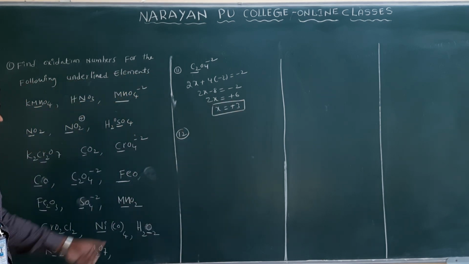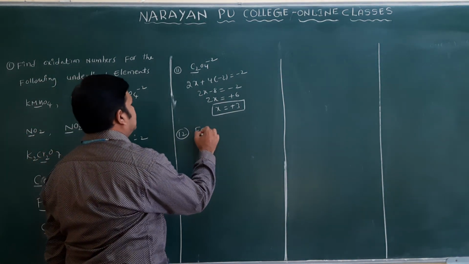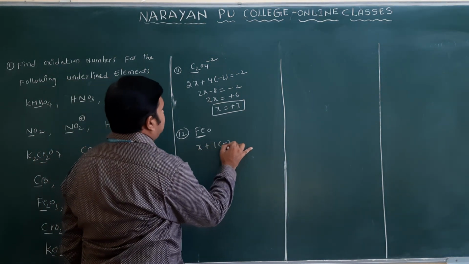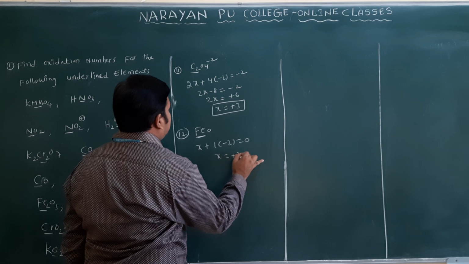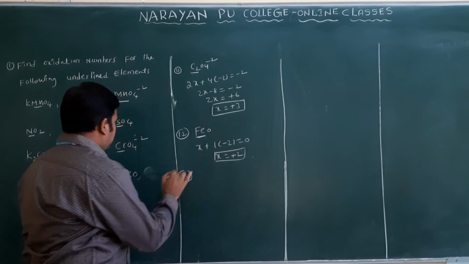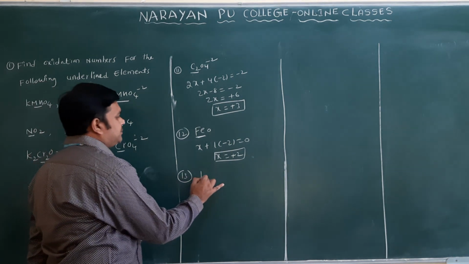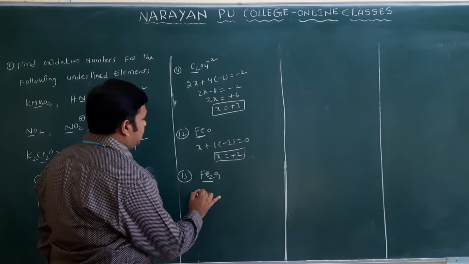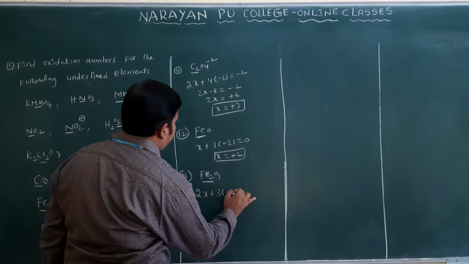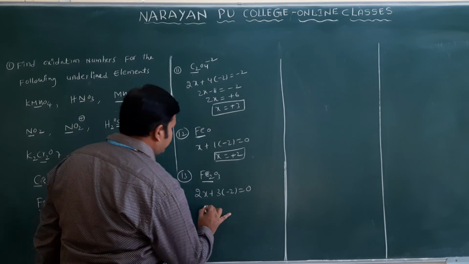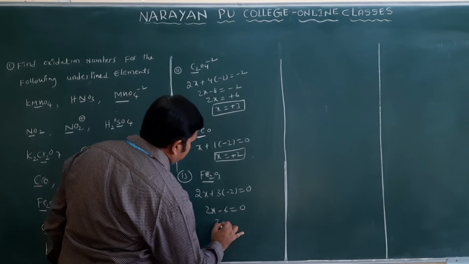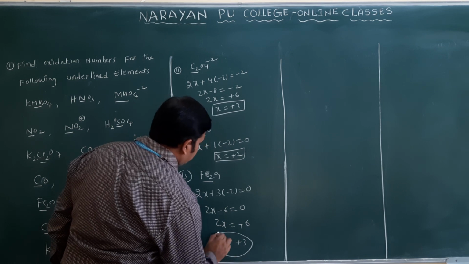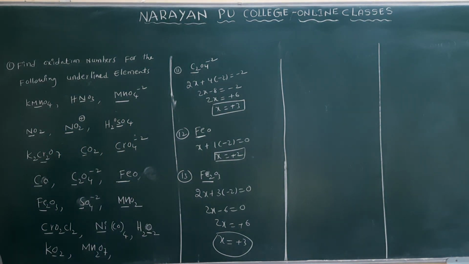See the next one we have, FeO. What element can you find out here? Iron only. So this is x plus 1 into minus 2 is equal to 0. x equals what? Plus 2. And you see the next one we have Fe2O3. You can find out iron here. 2 irons we have. 2x plus 3 into minus 2 is equal to 0. 2x minus 6 equal to 0. 2x equals plus 6. x equals, you will get plus 3. This is for iron in Fe2O3.